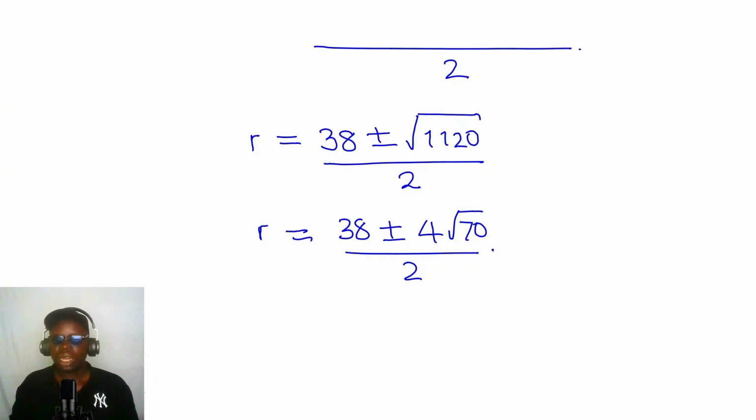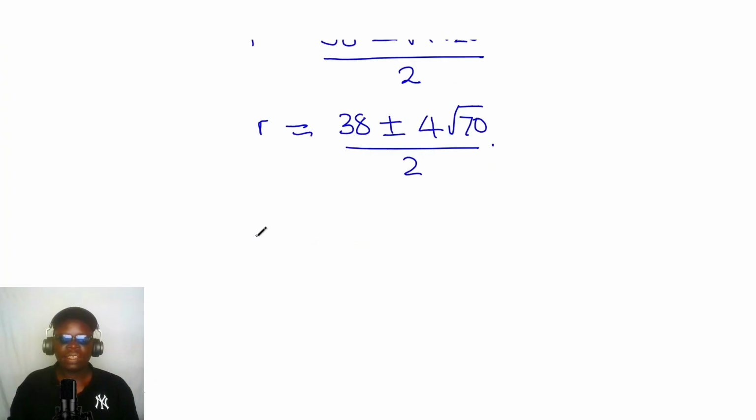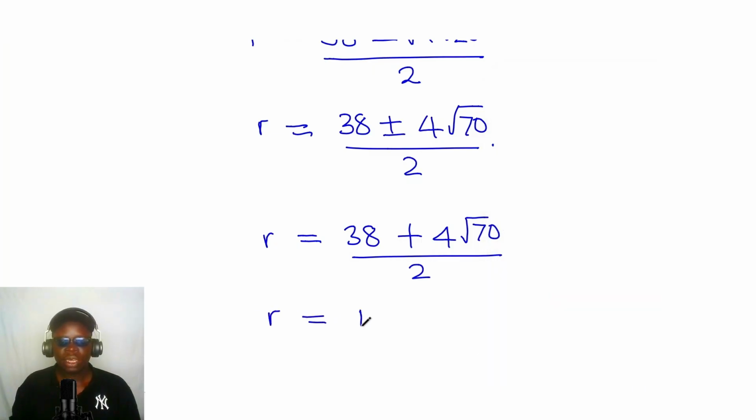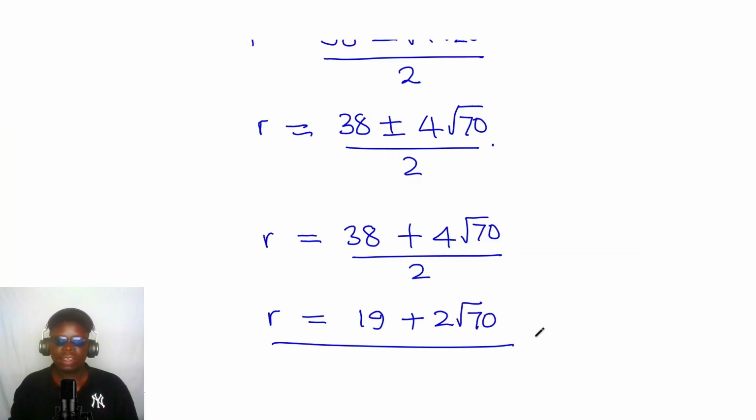Now we can get two answers from here, considering the signs in the middle. Either the first one is 38 plus 4 root of 70, and we divide this by 2. Let's see what the calculator will give us. So we have this, then we are adding this to 38, and that is the result. Then we divide our answer by 2. What is the answer? So we have 19 plus 2 root 70. Let's write it here. R is equal to 19 plus 2 root 70. And that is the first solution.